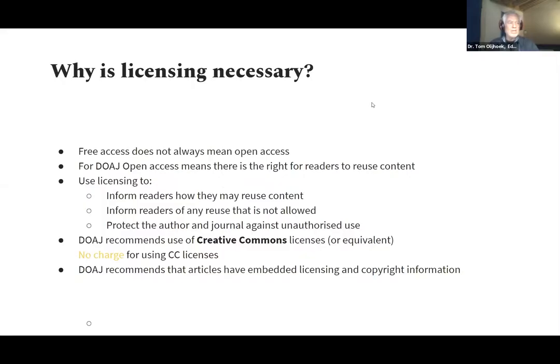So what is the importance of licensing? Well, free access is not always open access. You have to inform the readers how they can reuse. You have to inform the readers of reuse that is not allowed. And you have to protect the authors and the journal against unauthorized use. We recommend Creative Commons because it is a very good system, but we don't require it. And we also recommend that all the articles have embedded licensing and copyright information, because otherwise the articles can just find their own way over the world and nobody knows where they are. But we are not going to say you need to have that. If you have it, we will note that you have it.